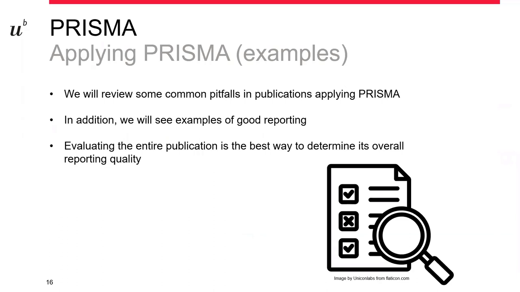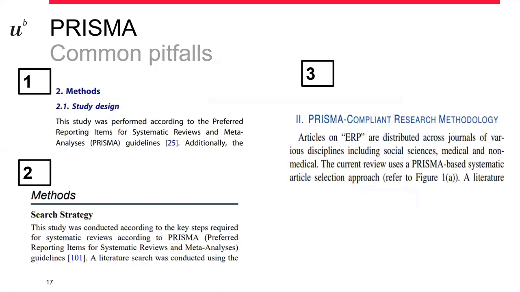And so now we want to go into some actual examples of how this would look. We're going to review just a couple of common pitfalls in publications when they're applying PRISMA. Along with that, we'll see some examples of good reporting. And I do want to state that the examples that we have here are just snippets. So in order to determine overall reporting quality, of course, one needs to look at the entire publication. But these examples are just to give you some ideas of what things you want to avoid and what things you want to strive for when you are applying the PRISMA statement.